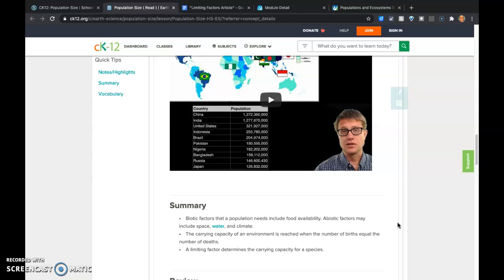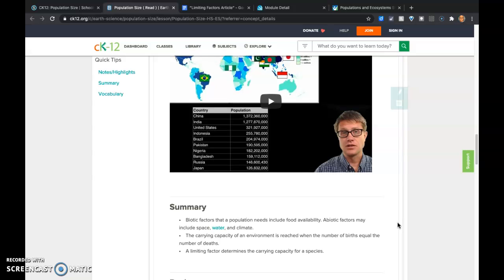Summary. Biotic factors that a population needs include food availability. Abiotic factors may include space, water, and climate. The carrying capacity of an environment is reached when the number of births equals the number of deaths. A limiting factor determines the carrying capacity for a species.